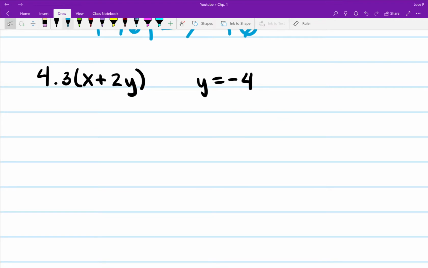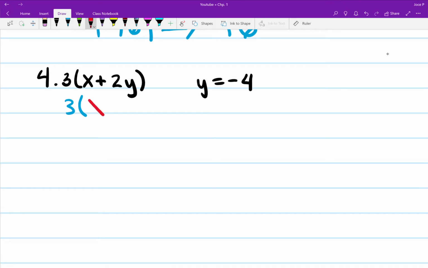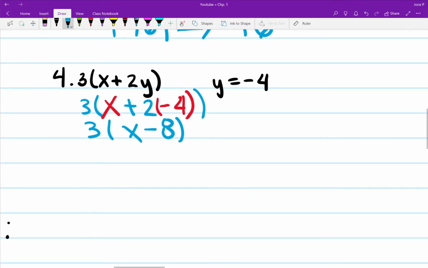Last one, we have 3 times the value of, oh look, we have no x, so we're just going to keep x here, and this is going to be an expression that turns into just another expression, plus 2 times the value of y, which is negative 4. Here we're going to have 3x minus 8. We can distribute, we're going to talk about what that means in a little bit. Distribute in that 3 minus 24.